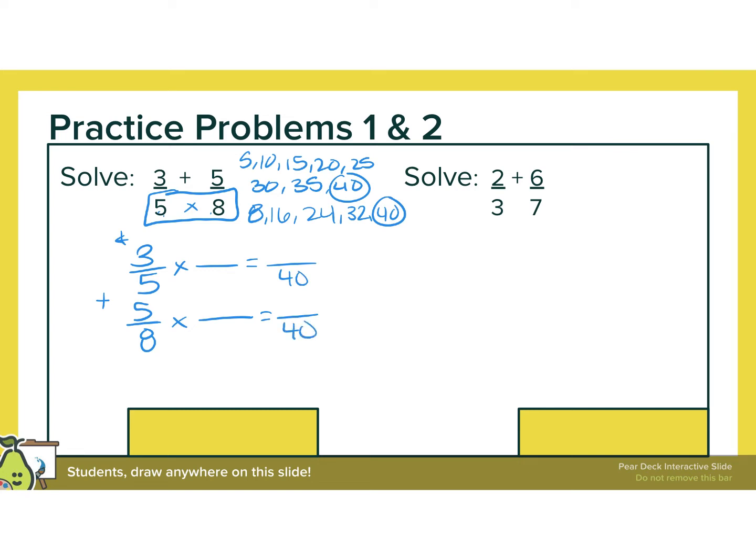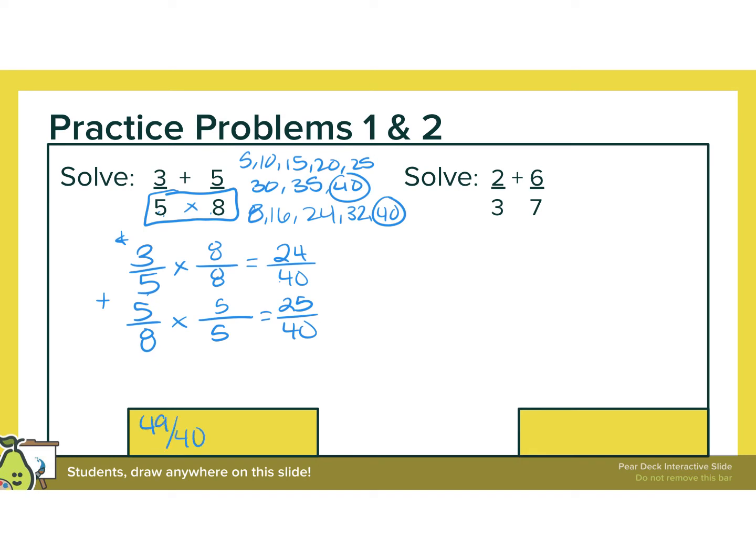And now I'm going to see, what do I multiply by to get from 5 to 40? It's 8. What do I multiply by to get from 8 to 40? It's 5. 3 times 8 is 24. 5 times 5 is 25. So when I add those together, I get 49 over 40.